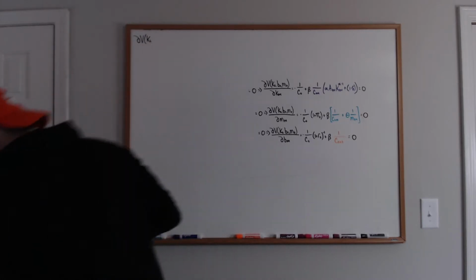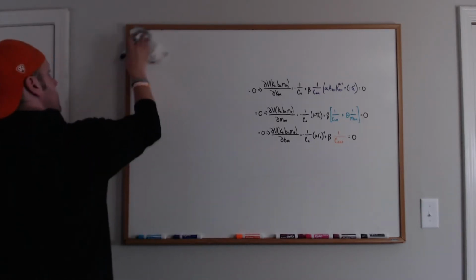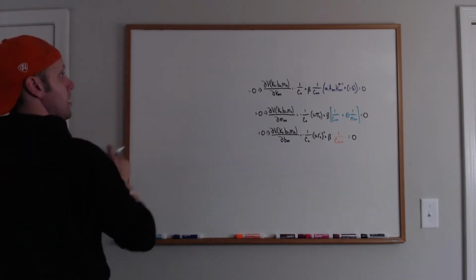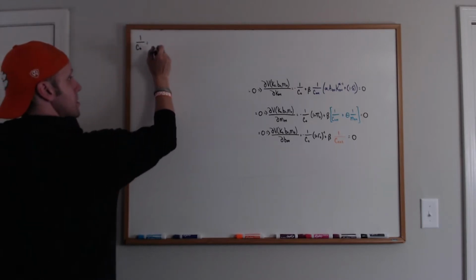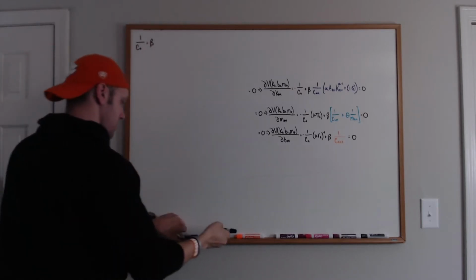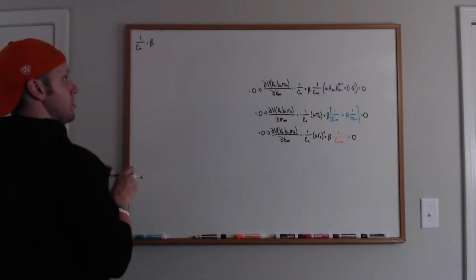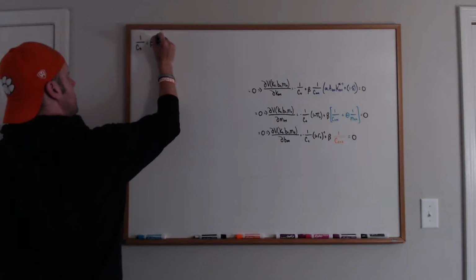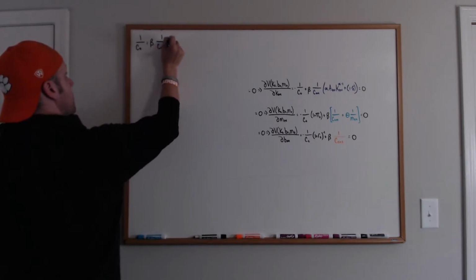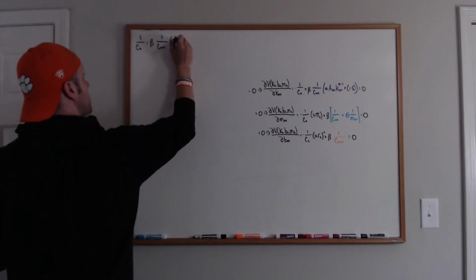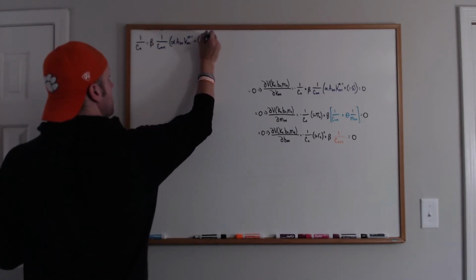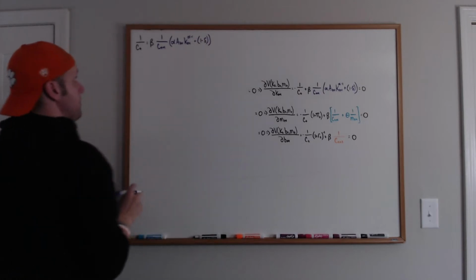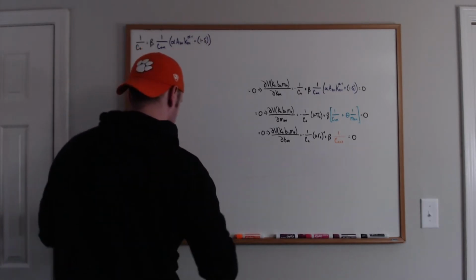Actually, I don't even need that part anymore. All I need is 1 over CT equals beta times 1 over CT plus 1 times the marginal product of capital less depreciation. Like that. That's the Euler equation for capital.